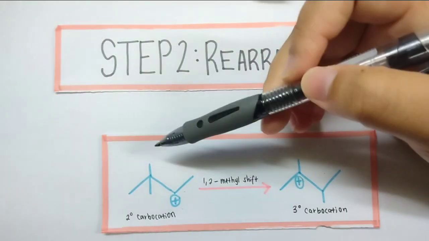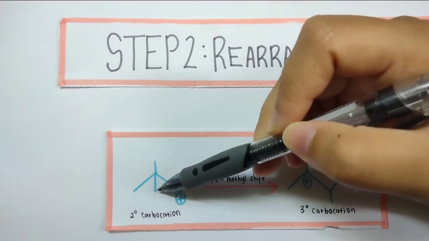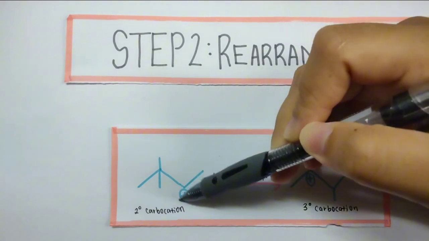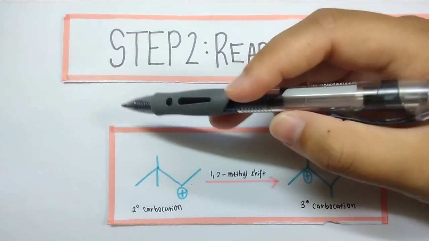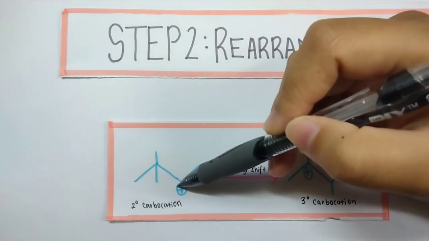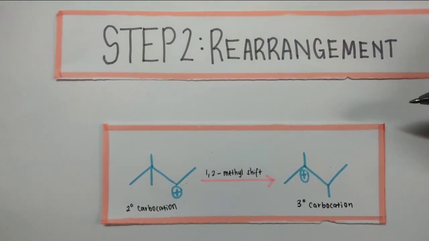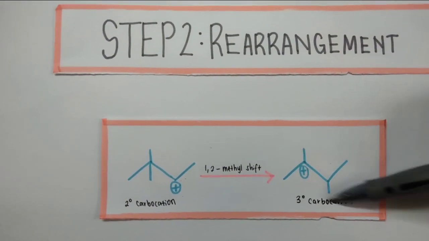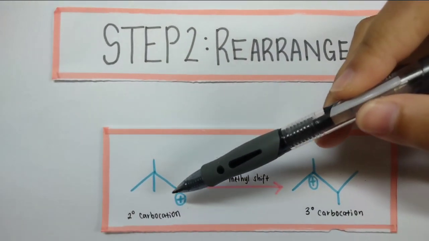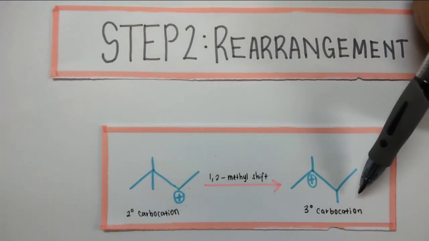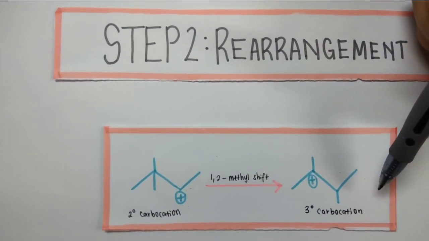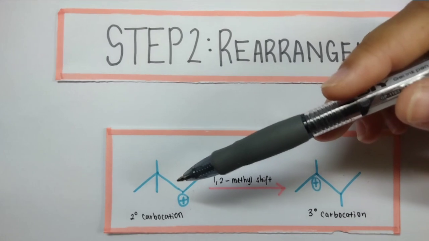Why? Because the methyl group here, we exchange it with the carbocation here. So it's like we change their positions. The methyl will be here and the carbocation will be here. The product is like this. And as we see here, the secondary carbocation becomes a tertiary carbocation, which is more stable than a secondary carbocation.